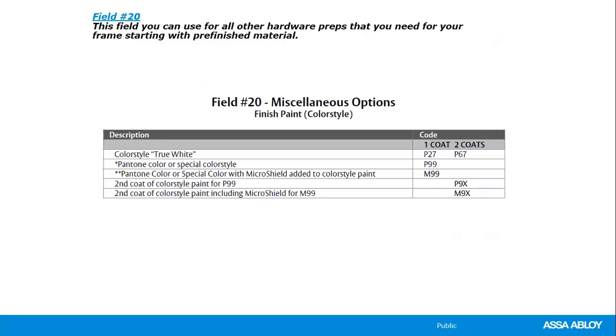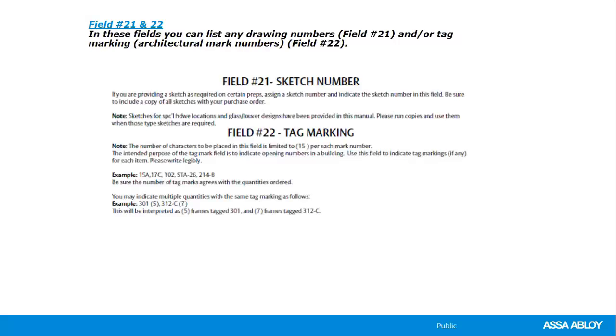And then miscellaneous options. I always say if you have a hardware prep and you're trying to figure out where it goes, if it doesn't fit in any of the previous fields, we have probably 4 or 5 pages of miscellaneous options, from paint to various types of other hardware preps that you can most likely find. And then your sketch number tagging, these are your architectural mark numbers, and you'll see that it should be listed in field 21 and field 22.